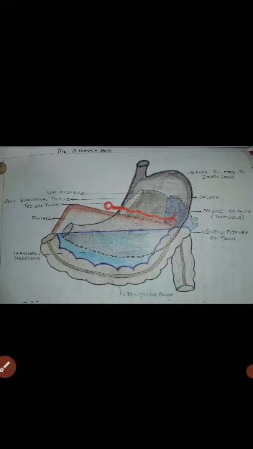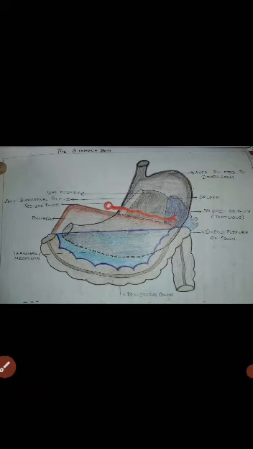And pyloric obstruction. The pyloric obstruction can be congenital or acquired, and it causes peristalsis in epigastrium and vomiting after meals. Visible peristalsis in the epigastrium and vomiting after meals is due to pyloric obstruction.